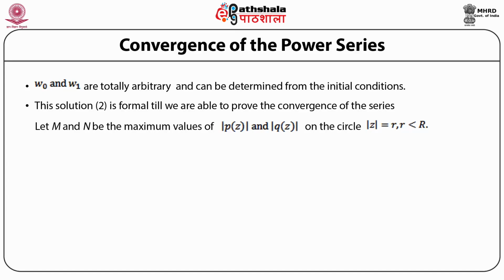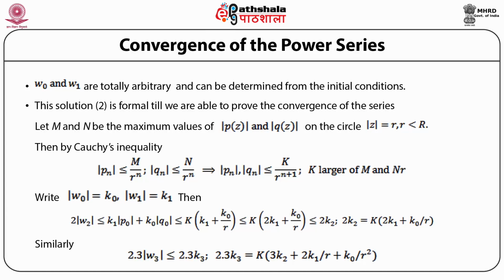Thus, let M and N denote the maximum values of modulus of p(z) and modulus of q(z) on the circle defined by mod of z equal to small r, where small r is less than capital R. Then by Cauchy's inequality, we can write modulus of p_n is less than or equal to capital M divided by small r raised to power n. Similarly, modulus of q_n will be less than or equal to capital N divided by small r raised to power n.